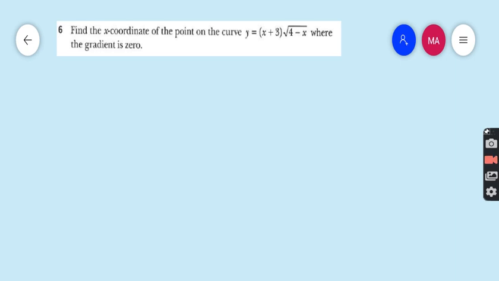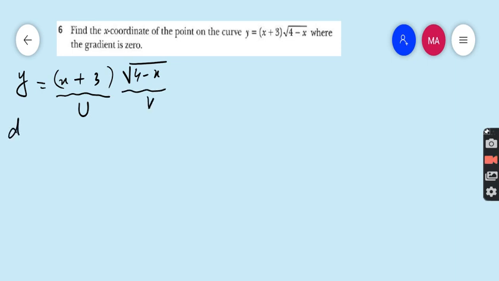Find the x coordinate of the point on the curve y is equals to x plus 3 into root of 4 minus x where the gradient is 0. The same question, question number 5 and question number 6, the same question, but values are different. So this is u and this is v. First we have to find the gradient, that is the derivative.